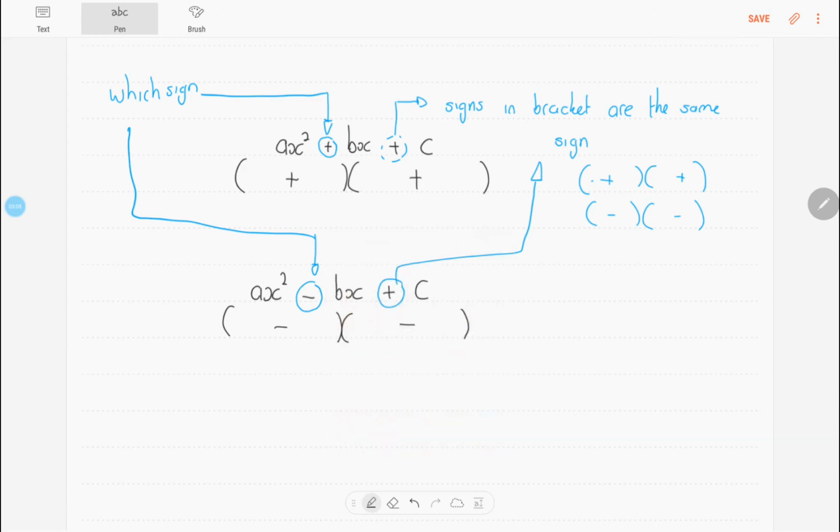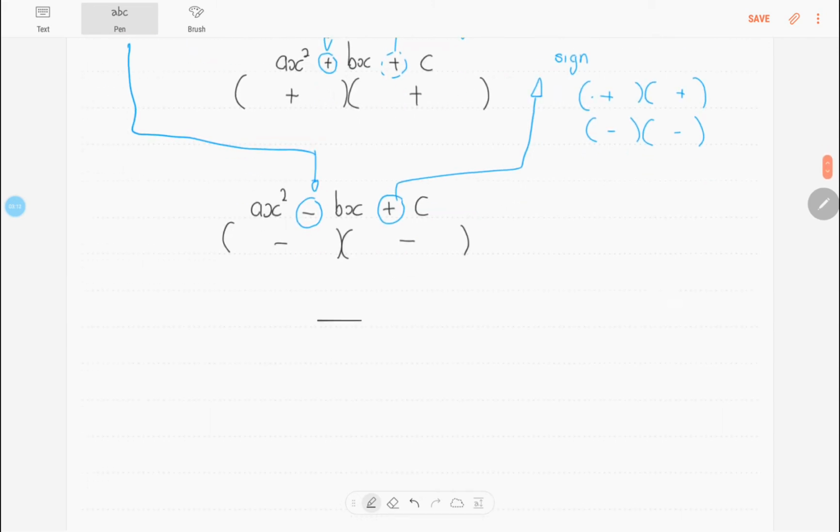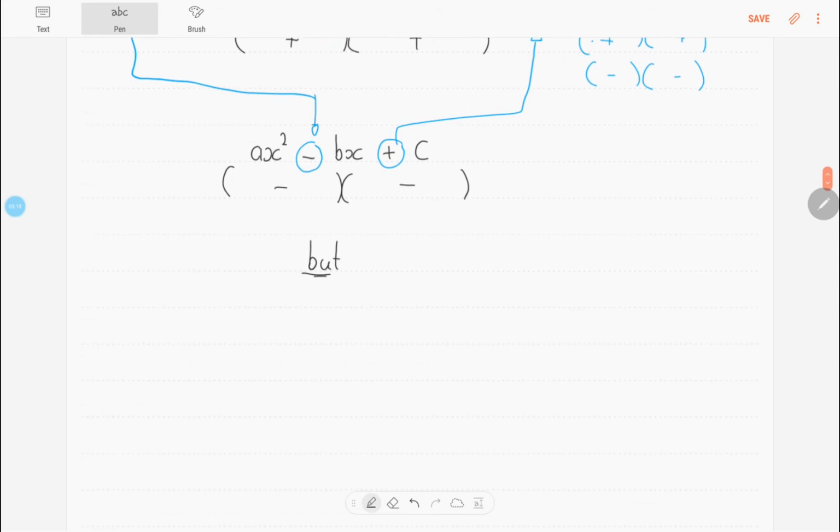So that's what happens when we have a positive in front of our constant term. So let's look now if we have a negative in front of our constant term. Okay, so minus c. Okay, cool. So what does that tell us? This minus here, that lets us know that the signs in our brackets are going to be different. So signs in the brackets are different. So in other words, one of them is going to be a positive and one of them is going to be a negative.